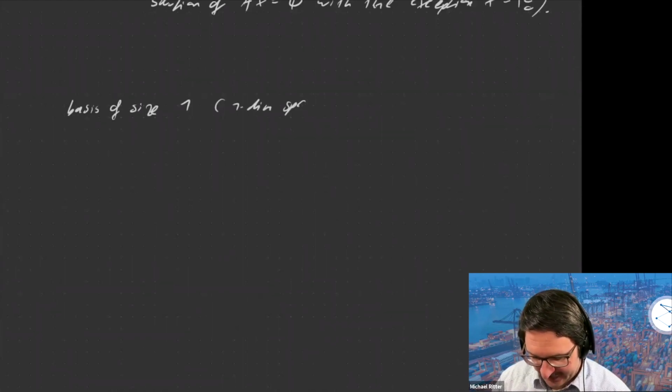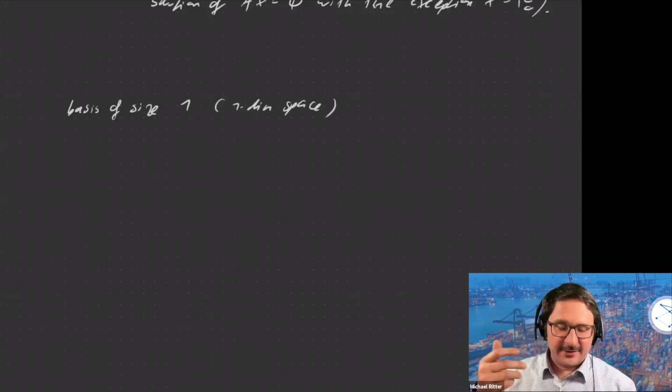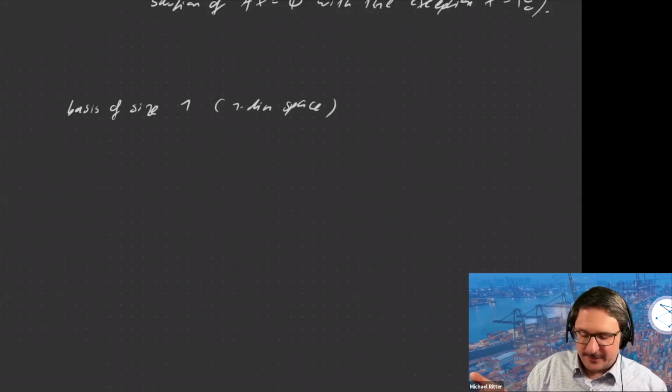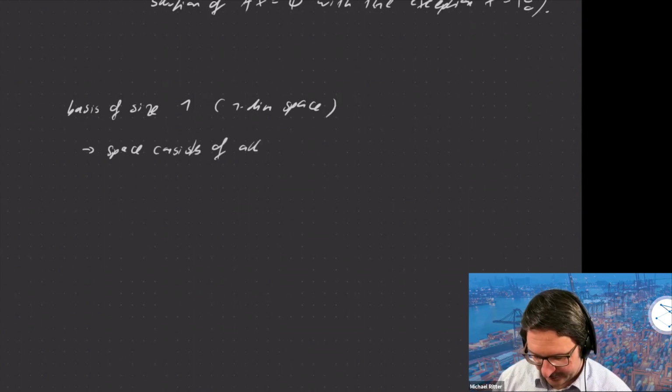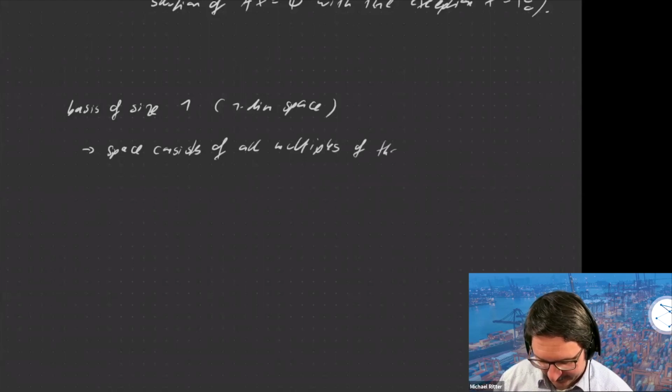So the problem is, if we have a basis of size 1, so if you have a one-dimensional space, then that means that space consists of all multiples of that vector, right? Of all multiples of that vector. And of course, that vector has to be linearly independent, so not 0.